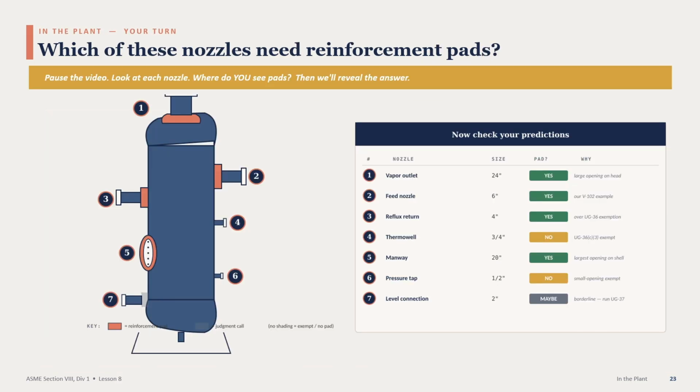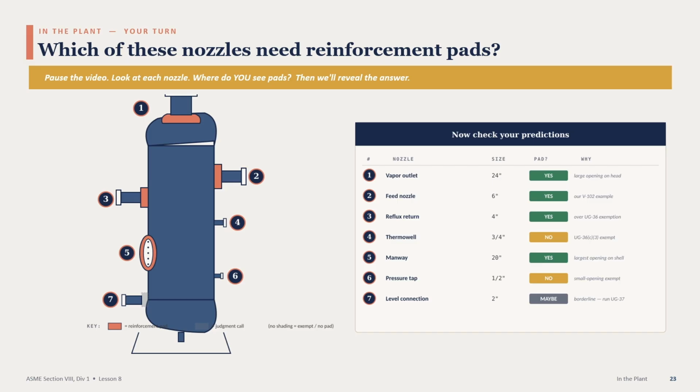Now it's your turn to be the engineer. Look at this vessel. It's a real distillation column, similar to what you would see in a refinery or petrochemical plants. Multiple nozzles at different sizes and locations. Some have reinforcement pads, some don't. Here is the exercise. Pause the video right now.